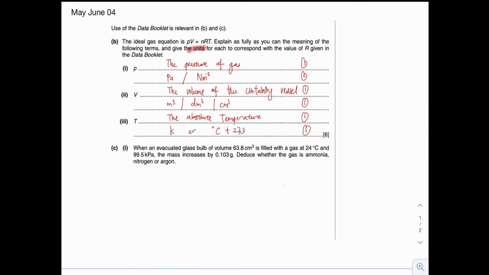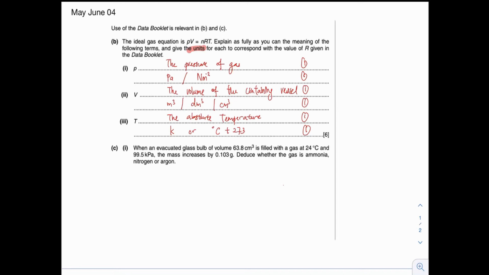Question C1. When an evacuated gas bulb of volume 63.8 cm3 is filled with the gas at 24 degrees C and 99.5 kilopascal, the mass increases by 0.103 grams. Deduce whether the gas is ammonia, nitrogen, or argon. In order to do so, we will need to look for the MR.